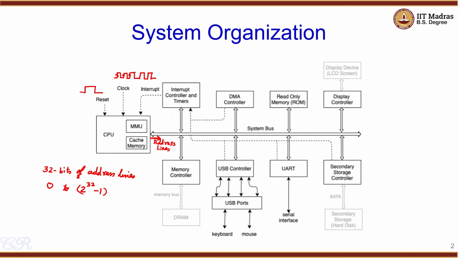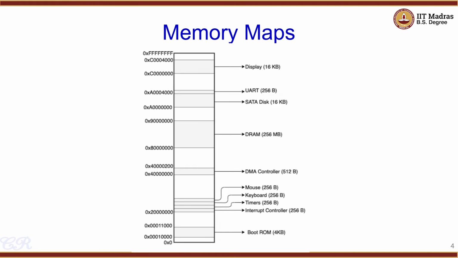Now the way this range of addresses 0 to 2 power 32 minus 1 is essentially organized is called the memory map. And here is an example of a memory map. It has addresses ranging from 0 to 0xFFFFFFFF, which is essentially 2 power 32 minus 1, right. So the CPU can generate addresses in this particular range, and each address it generates could possibly be directed to one of the different peripherals or one of the memories.